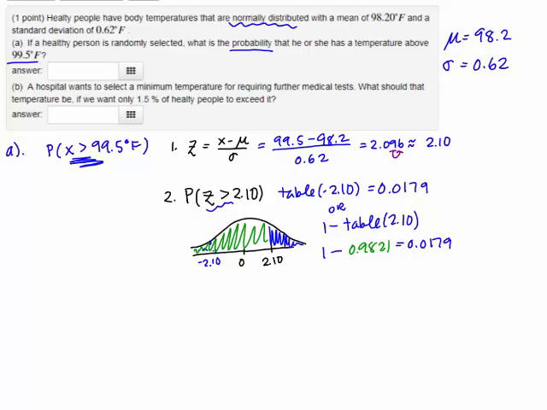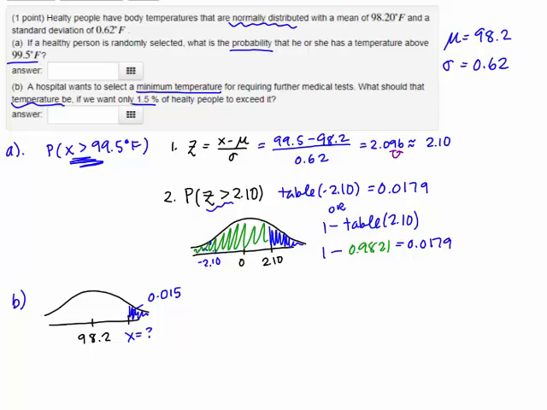Now, what about B? A hospital wants to select a minimum temperature, like the minimum temperature for a fever. They need more tests after that. What should that temperature be if we only want 1.5% of healthy people to exceed it? Here's a curve. The average temperature is 98.2, and we want to find a temperature here that we don't know, find that x value, such that 1.5% or 0.015 of the area is to the right. It exceeds that value. What is the x value?